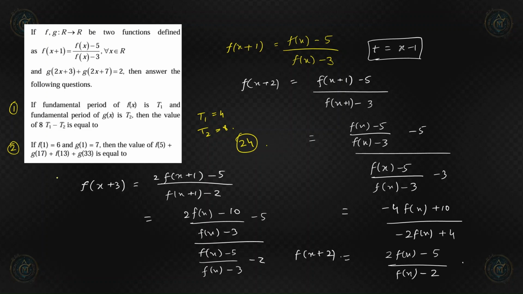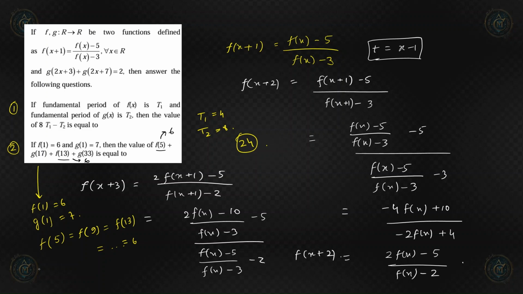Okay, so we are given this information. f(1) equal to 6, g(1) equal to 7. So we already know the fundamental period of this first function is 4, right? So we can say by the property of periodic functions that f(5) and then f(9) and then f(13) and so on, all these numbers form an AP of common difference 4, right? The functional values at all these points will be equal, and they will be equal to 6, right? So this f(5) here and f(13) here, both of them will be equal to 6.